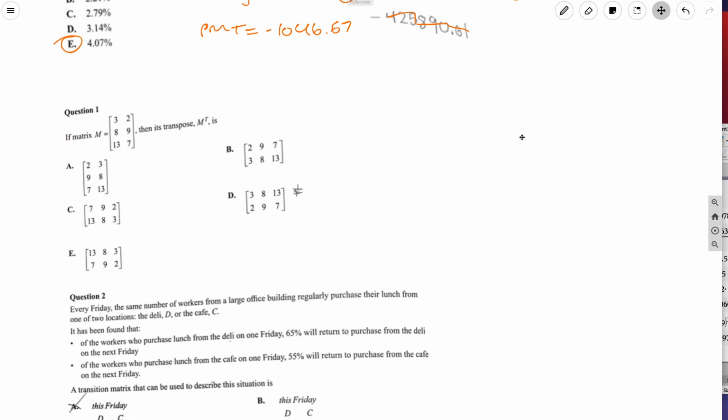Then if matrix M, we're onto matrices now, is this, then the transpose is. So pretty much you can just do it manually, right? Just go down the first column, that should be the first row, 3, 8, 13, and then 2, 9, 7 in the second row from the second column. And that one matches 3, 8, 13, D.